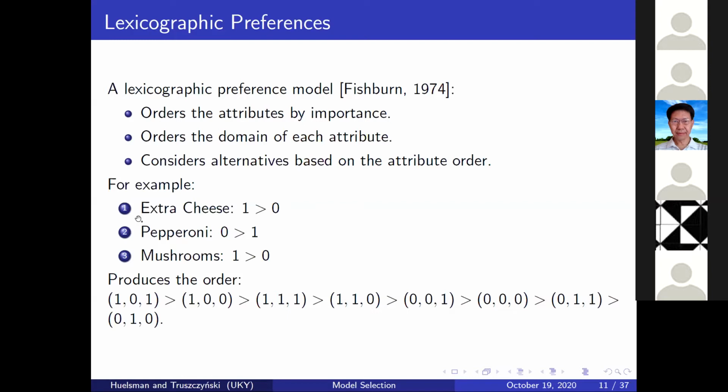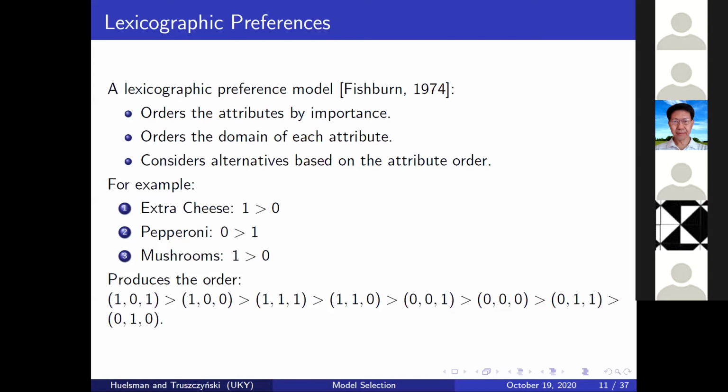So, a simple little example here using our pizza domain. If extra cheese is the most important, and then pepperoni is important, and then mushrooms are important, and for each domain, for extra cheese, we want extra cheese rather than no extra cheese. We want no pepperoni instead of pepperoni, and we want mushrooms instead of no mushrooms. It produces the following order, with an extra cheese, no pepperoni, and mushrooms pizza being the most preferred option.